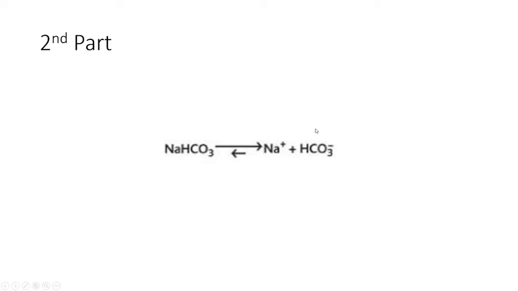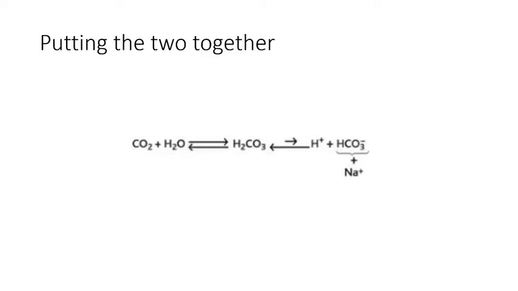When you put the equations together, you get this sort of dynamic equilibrium, and depending on whether you're in the lungs or whether you're in the kidneys, the equation will favour one or the other. So this is the first bit of the equation, and then this is the second bit of the equation, where bicarb is present from the sodium bicarb that we find physiologically.